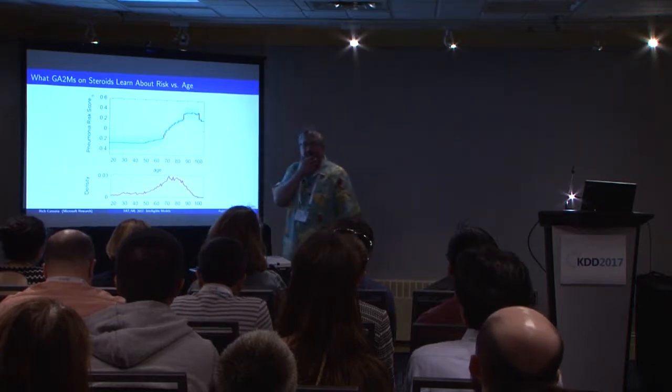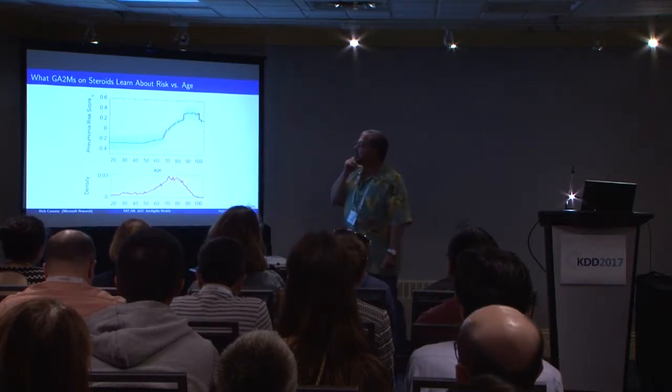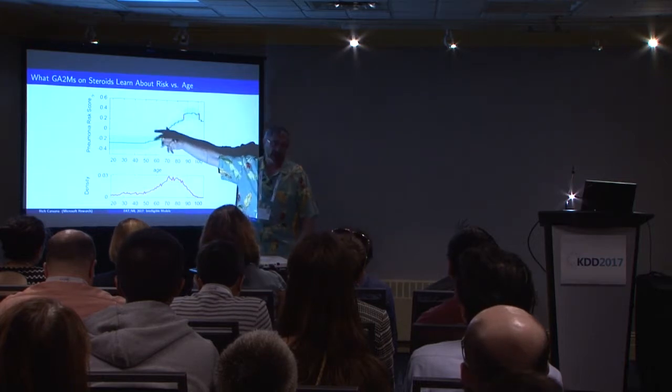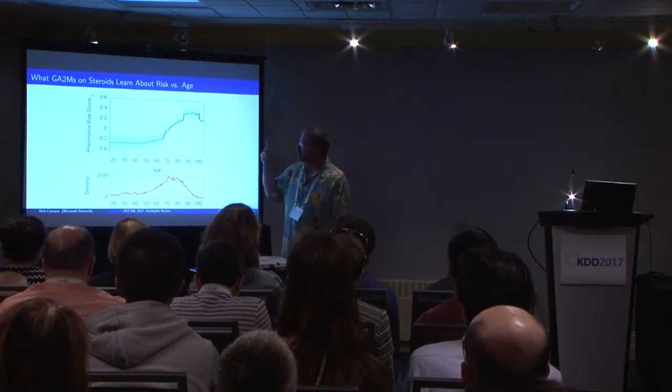Okay, so now let's look at what the model has learned. These are pseudo error bars that come from a bagging procedure, so they give you a sort of rough estimate of confidence.